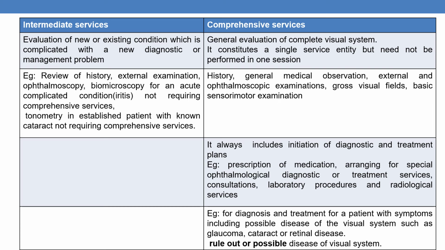Let us see an example. For diagnosis and treatment of a patient with symptoms including possible disease of the visual system such as glaucoma, cataract, or retinal disease, or to rule out a possible disease of the visual system. Whenever the physician performs a comprehensive service for diagnosis of a possible retinal disease or to rule out a possible retinal disease, in these cases comprehensive services can be coded, and they usually always include initiation of diagnostic or treatment plans.